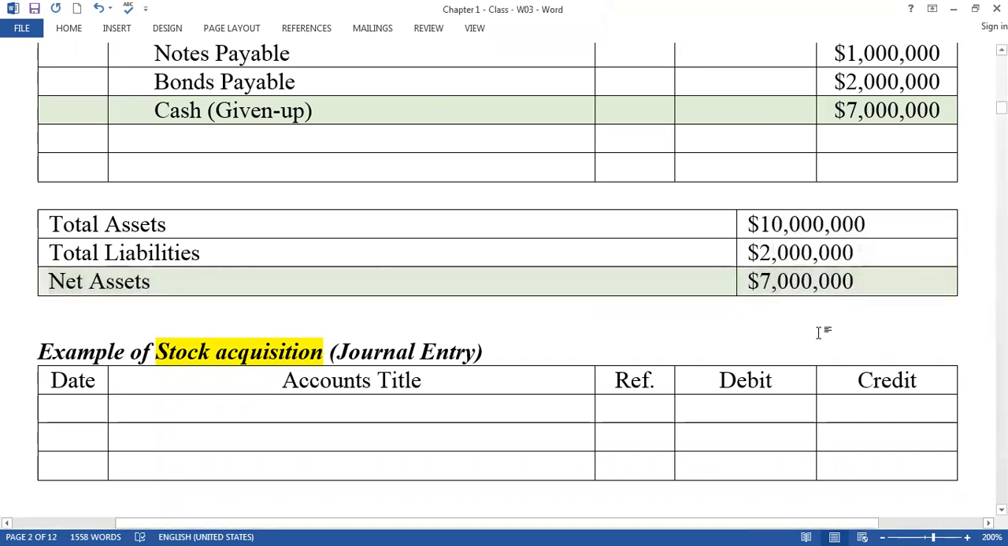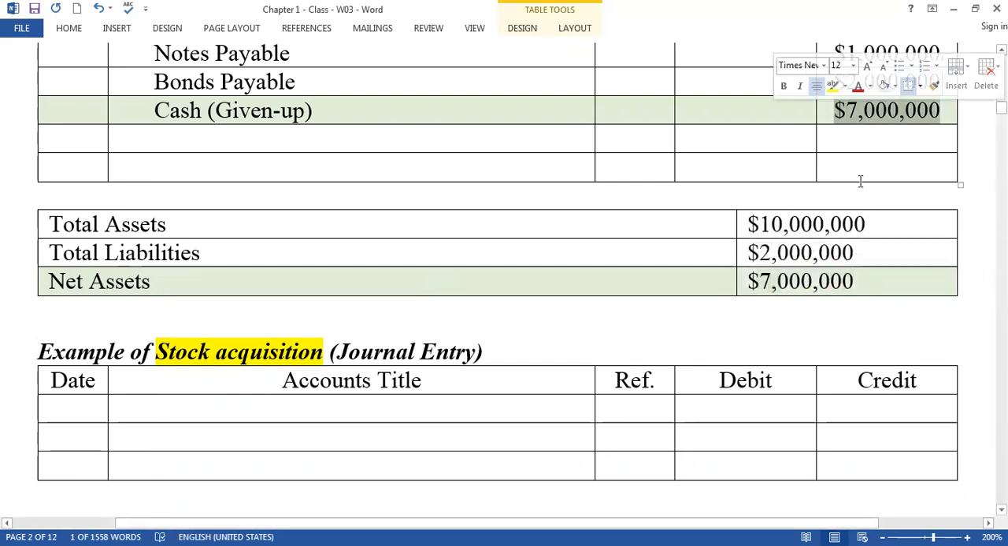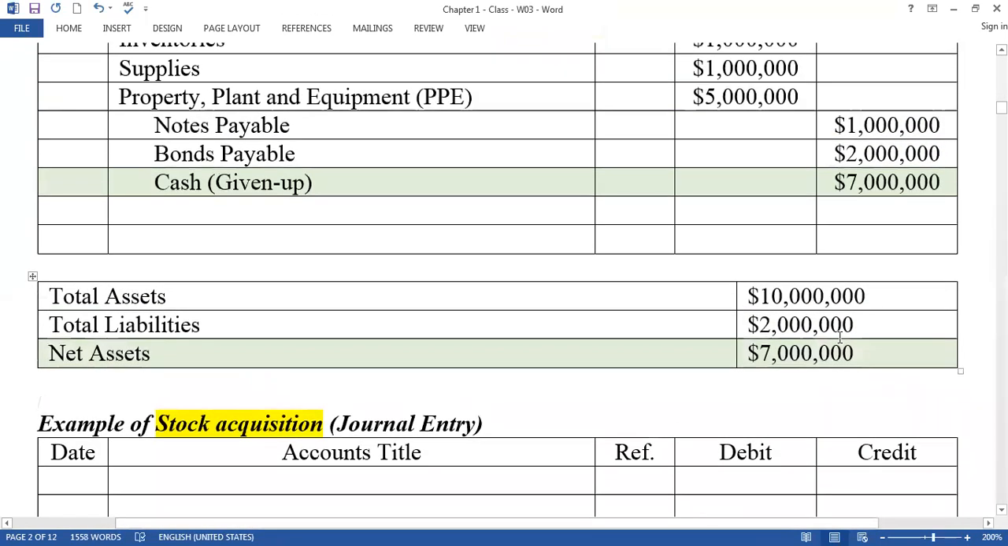So in this chapter, several times you have to calculate the net asset. We buy this net asset and we pay the amount of $7 million. So here we assume that there is no goodwill. You just buy their net asset and their net liability, without considering any goodwill. Okay?